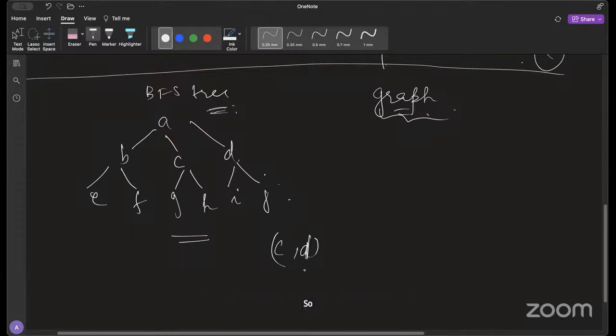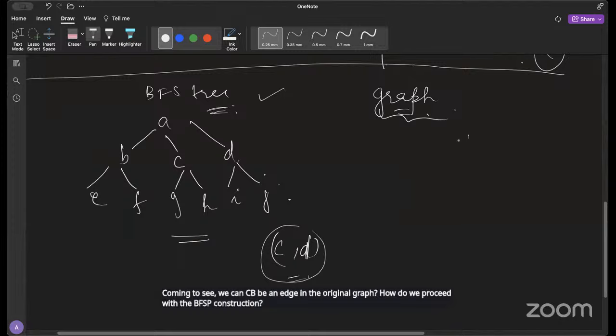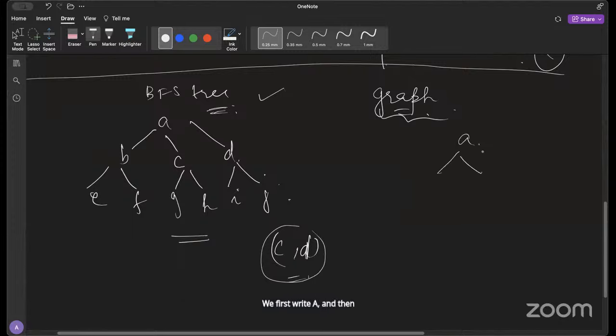So coming to CD, can CD be an edge in the original graph? How do we proceed with the BFS tree construction? We first write A, and then we write everything connected to A.